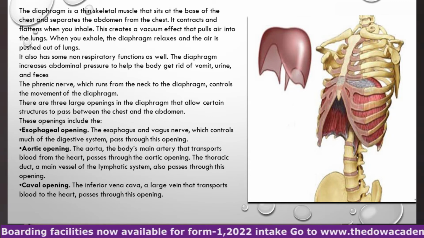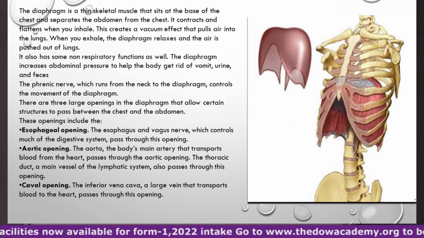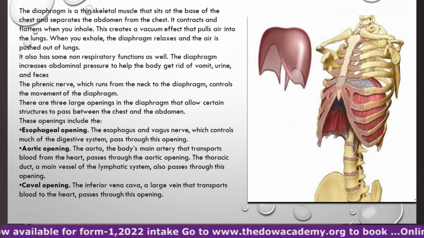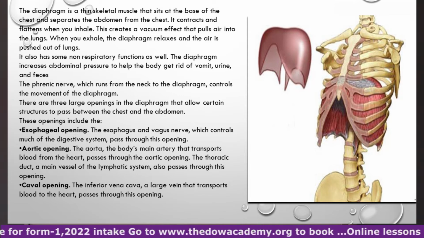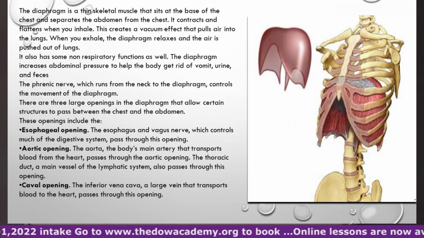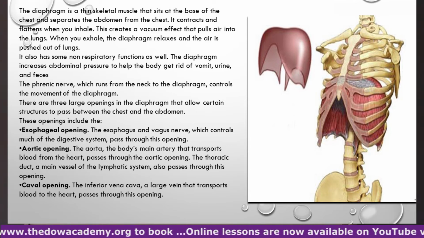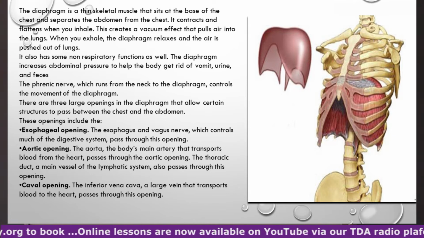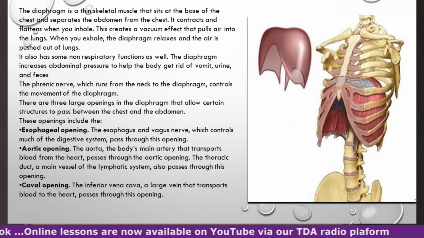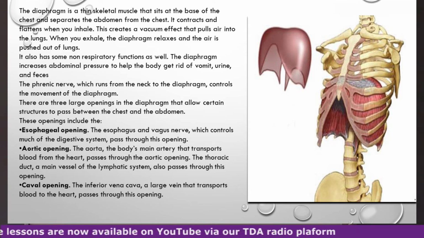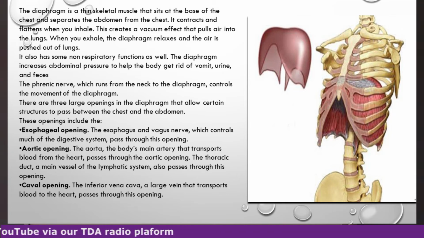Then there is the aortic opening. Now, the aortic opening is the opening for the aorta. The aorta is the body's main artery that transports blood from the heart. So, our abdomen also needs a constant supply of blood. So that is why we have the aortic opening, which allows the aorta to pass through from your heart onto the lower abdomen. Then we have the caval opening.